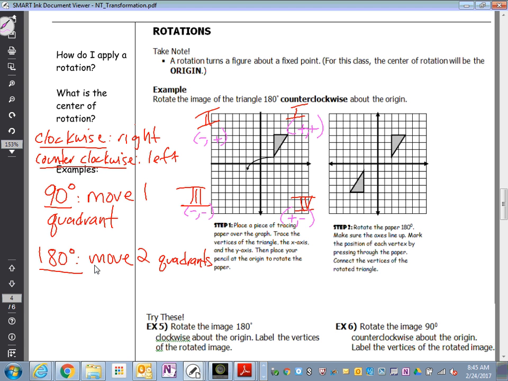So I want you to label your paper. Let's label this pre-image. Let's label it A, B, and C. Okay? A, B, and C. Label yours A, B, and C.